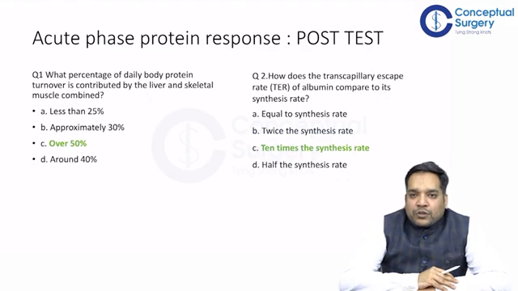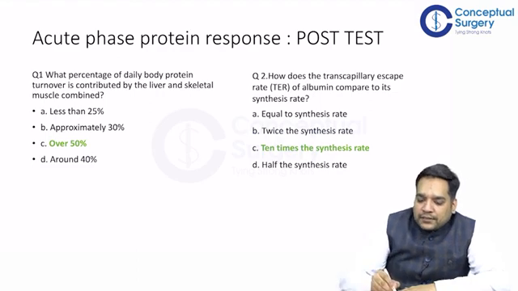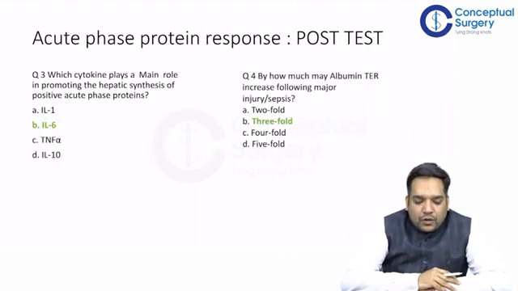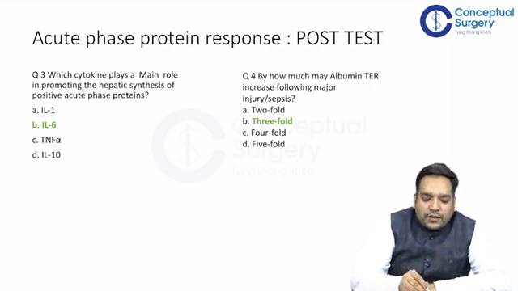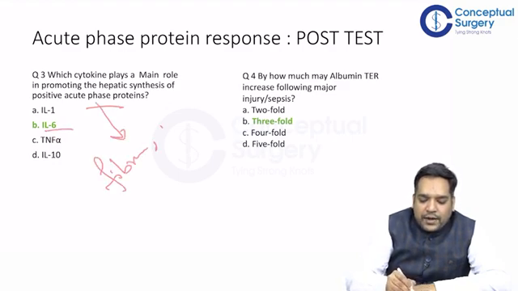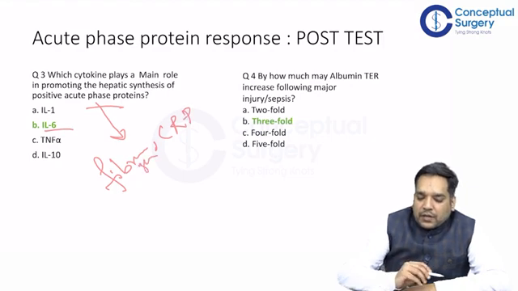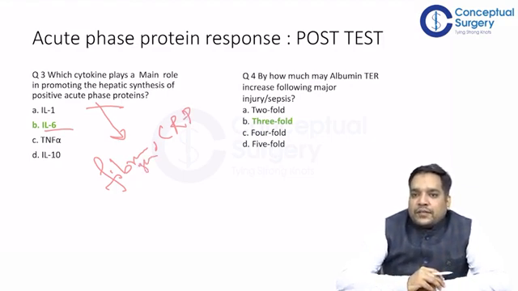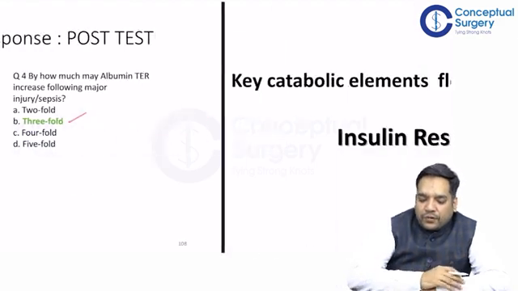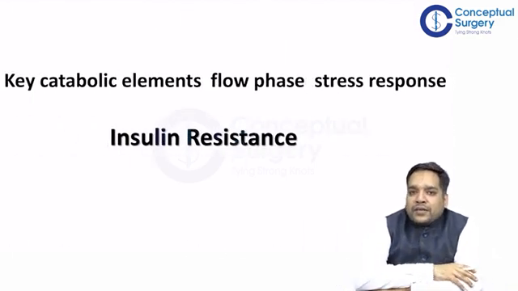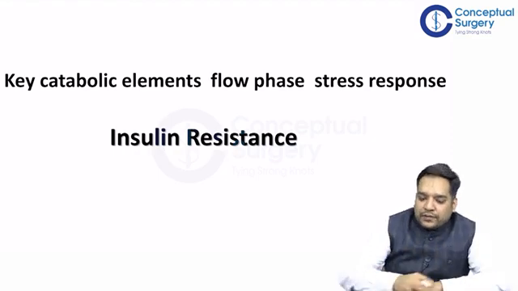So now the questions of the pre-test. Question number 1, answer is over 50%. Combined turnover of liver and skeletal muscle is more than 50%. How does the TER of albumin compare to synthesis? It is 10 times the synthesis rate. Question number 3, which cytokine plays a main role in promoting the hepatic synthesis of positive acute phase protein? Answer is IL-6, and acute phase protein examples are fibrinogen and CRP, right? Remember this. By how much does albumin TER increase following major injury or sepsis? Answer is 3-fold. So the next topic I will discuss is insulin resistance during the catabolic phase.